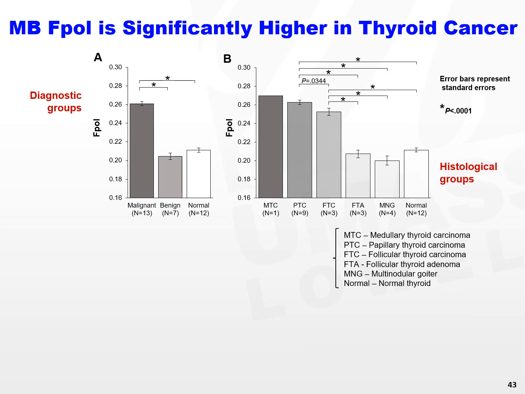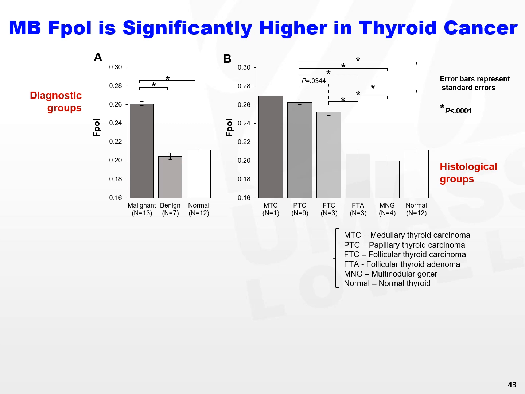For statistical analysis, samples were organized into 3 diagnostic groups, including all malignant, all benign, and all normal samples. Methylene blue fluorescence polarization was significantly higher in the malignant group versus benign or normal groups.